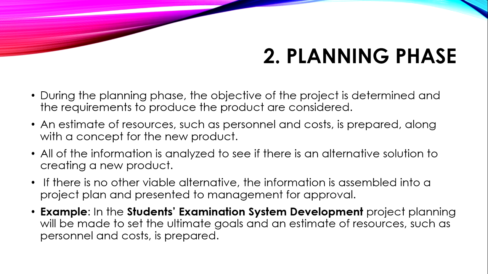In planning phase, the objective of the project is determined and the requirement to produce and the products are considered. An estimate of resources such as personnel and cost is prepared along with a concept for new product. All the information is analyzed to see if there is an alternative solution to create a new product. If there is no other available alternates, the information is assembled into a project plan and present to management for approval.